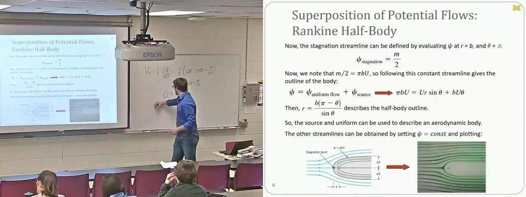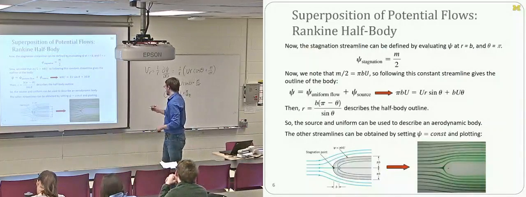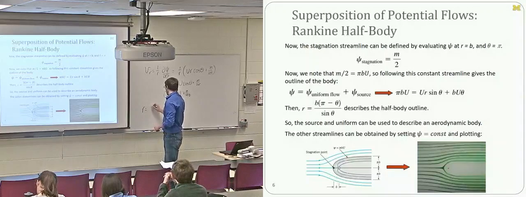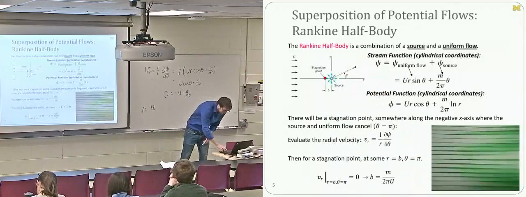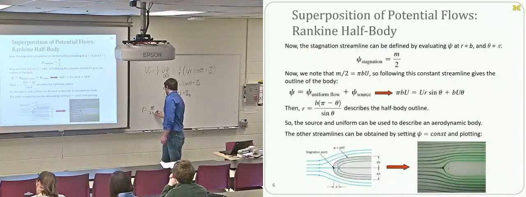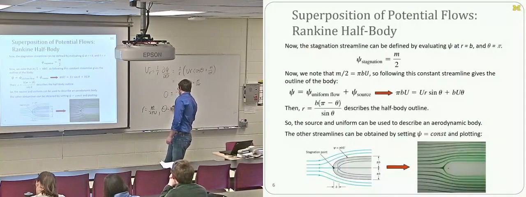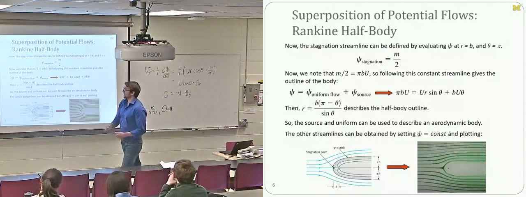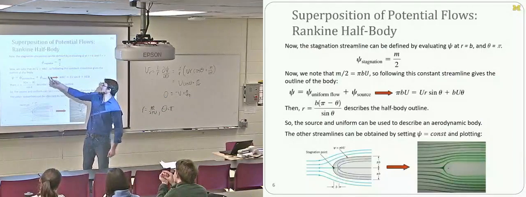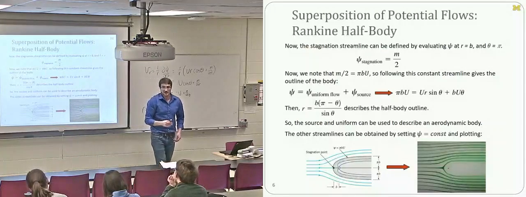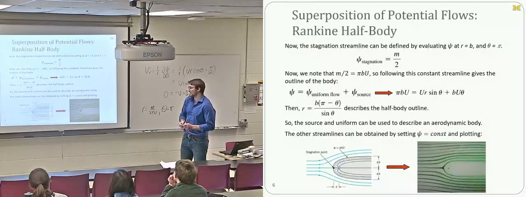So if we plug in a location of r equals m over 2 pi u, theta equals pi, into our expression for psi, then what falls out is that we get a psi that passes through the stagnation point of m over 2. So this is a constant as a function of the strength of the source.